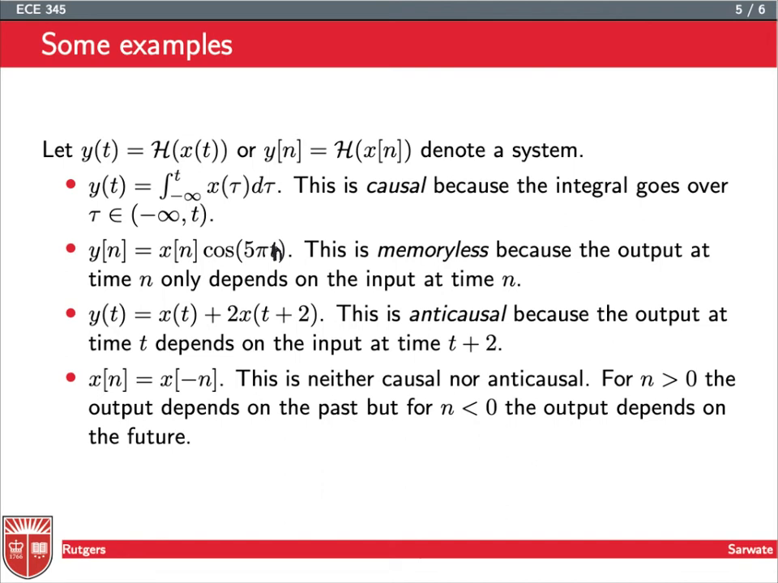What about y of n is equal to x of minus n, the time reversal system? Well, this is actually neither causal nor anti-causal. If I look at positive times, the output depends only on negative times, so that's causal. But if I look at negative times, the output depends on the future, on positive times. So this system is neither causal nor anti-causal. Sometimes for some values of n it looks causal, and for some values of n it looks anti-causal. So overall, we can't really say anything.